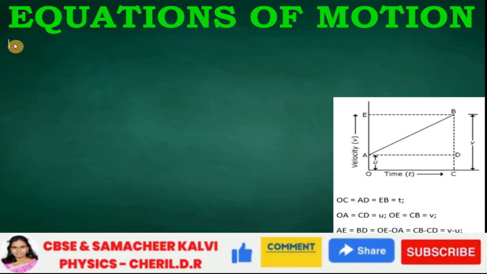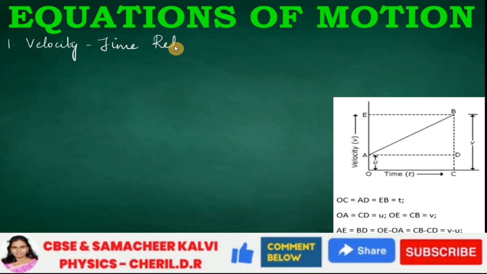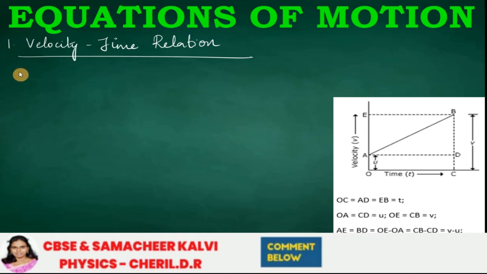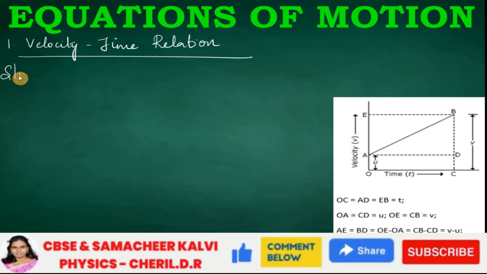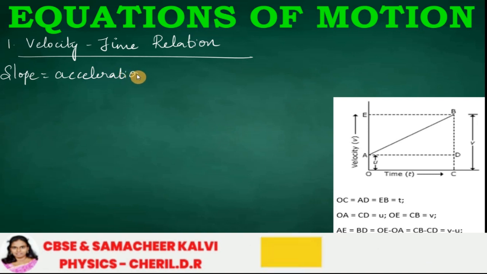We know the first equation of motion is going to be the velocity time relation. And we were talking about uniform acceleration. The basic thing which we learned first is nothing but the slope. What does the slope give? The slope will give you the acceleration.